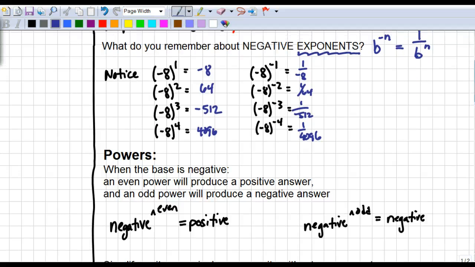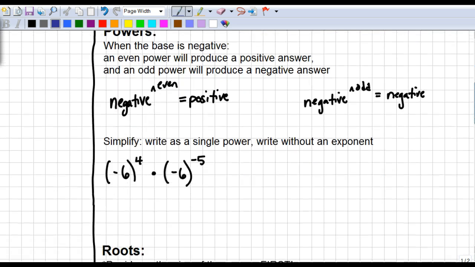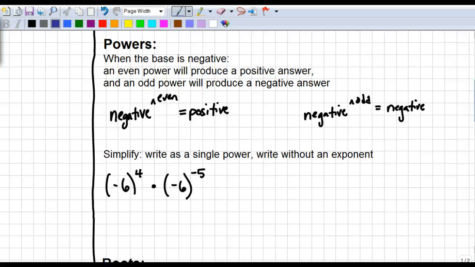So let's summarize that a little bit. When you're working with powers and the base is negative, an even power will produce a positive answer. When you're working with a negative base and you have an odd power, that will produce a negative answer. So here I kind of have it listed out in symbols as well. Negative base to an even power gives you a positive result. Negative base to an odd power will give you a negative result. Students need to utilize their knowledge of exponents from the previous chapter as well as their knowledge here to solve questions, like the one here.